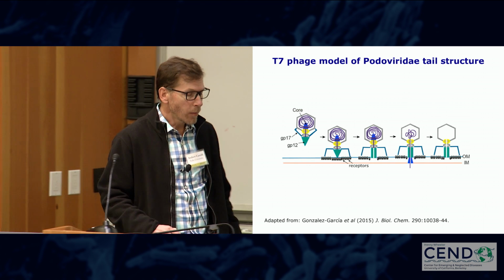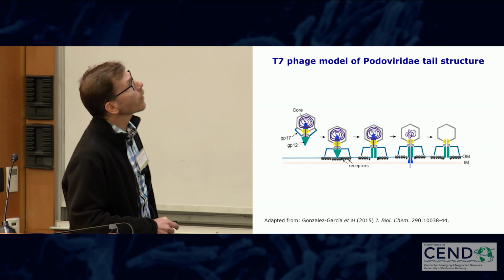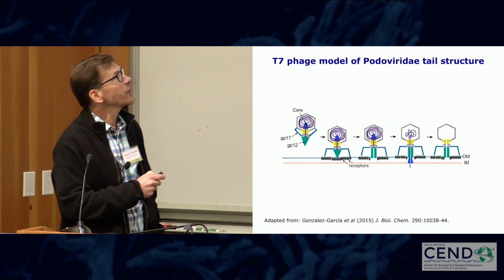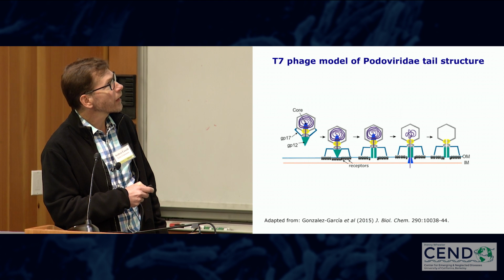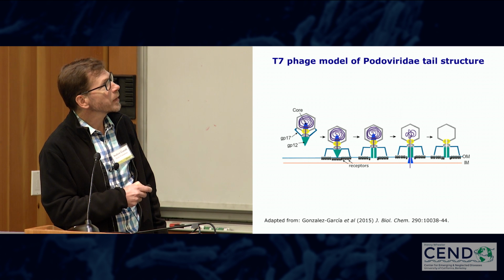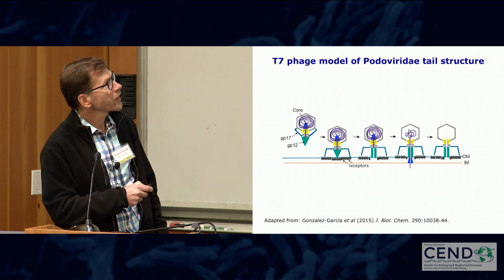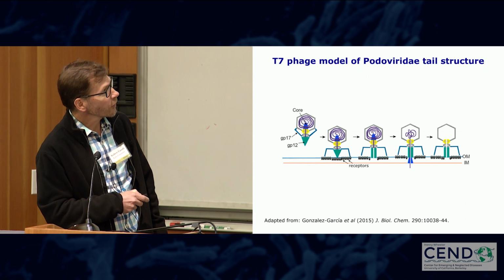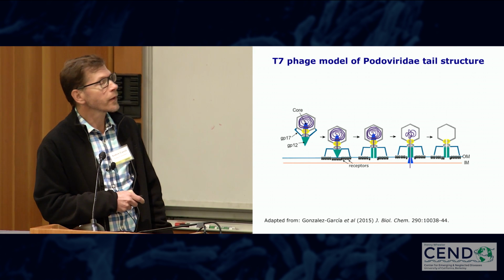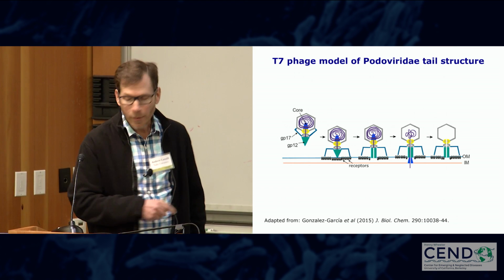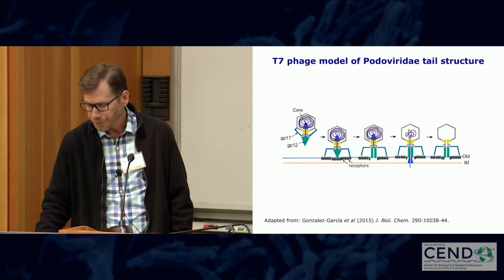So why are we seeing multiple genes being hit? The most well-studied member of the Podoviridae is T7, and there have been many decades of work showing that there are multiple interactions between proteins in the tail and receptors on the surface. And so we think that ICP2 probably also is interacting with multiple receptors on the surface for its infection.